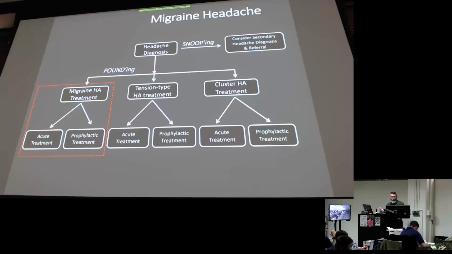If it follows the pound acronym, we're going to treat it as a migraine. And then you'll notice for all of the primary headaches that we'll talk about today, migraine, tension, and cluster, pay close attention to acute/abortive therapy. How do we control this patient's pain and headache signs and symptoms now?